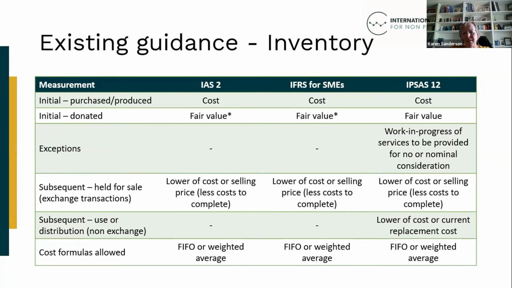Under all of the frameworks, the value of inventory is assessed at the end of the reporting period. And where the value of inventory is actually below its cost or initial fair value, it's written down to net realizable value in the case of IFRS and IFRS for SMEs, and to current replacement cost under IPSAS. And that amount of write down, the impairment, is recognized as an expense.